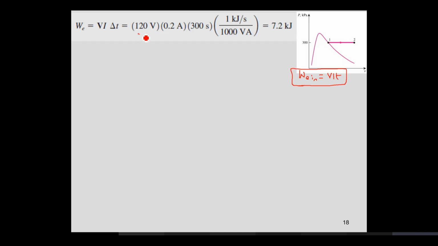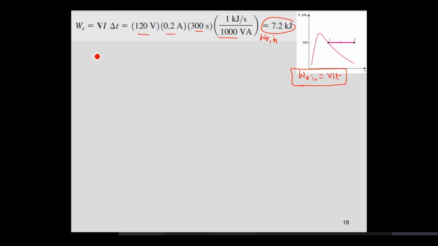So V is 120 volts, current is 0.2 amperes, and since I am considering joules, I have to convert the time into seconds. And once I divide it by 1000, I would have 7.2 kilojoules. This is the work electrical into the system. Clear enough?